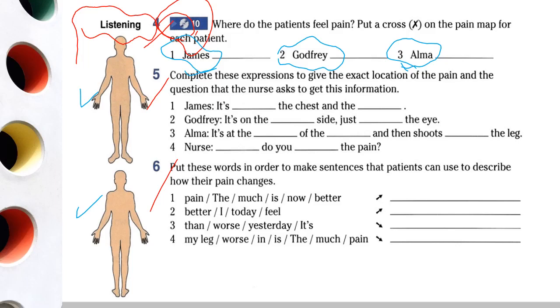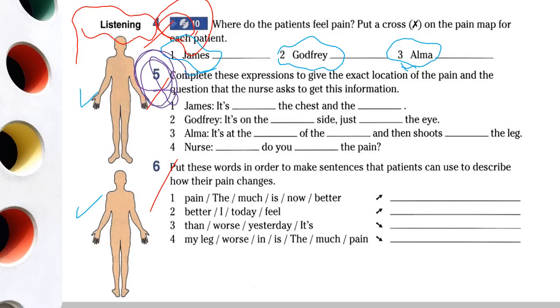Very good. Number 2, for Godfrey, can you remember where is the location of the pain? Yes, that's right. It's on the head. Okay. Number 3, for Alma, the location of pain is the back of her hips, and it shoots down through her legs. Okay. Let's move to exercise number 5.